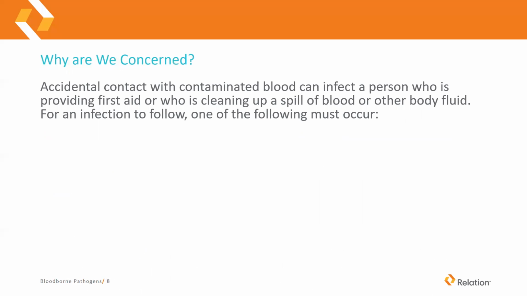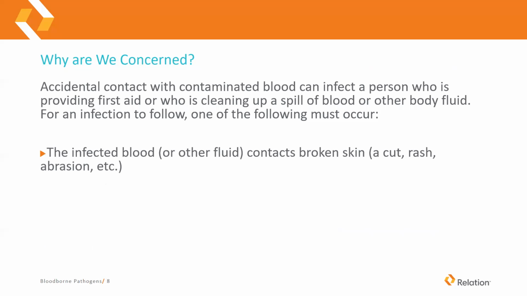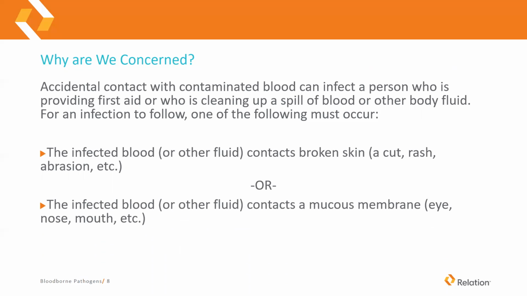So accidental contact with contaminated blood can infect a person who is providing first aid or who is cleaning up a spill of blood or other body fluid. For an infection to follow, one of the following must occur. The infected blood or body fluid contacts broken skin, so it could be a cut, rash, or just a minor abrasion, or the infected blood or body fluid contacts a mucous membrane, such as your eyes, nose, or your mouth. Either event, we will call this an exposure incident.